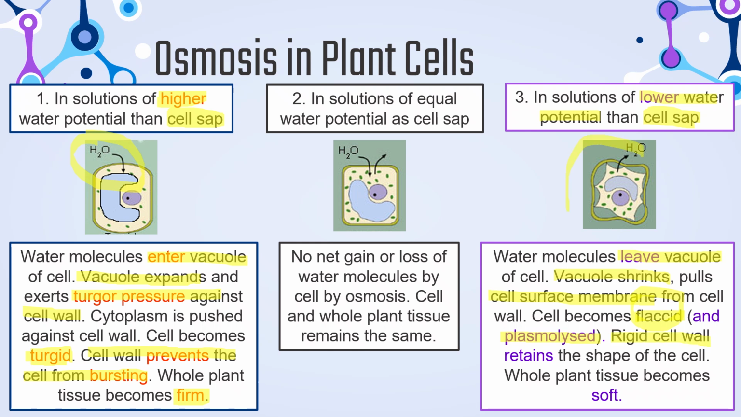So in this diagram, you can see that even though the cell is losing water, generally the cell still retains the rectangular shape. And because the cell becomes flaccid, the whole plant tissue becomes soft. So this is what happens when we apply cells to solutions that are of higher or lower water potential. Very important.